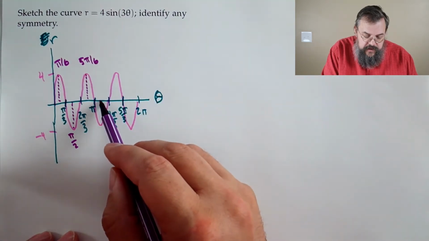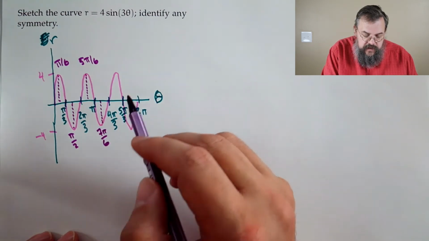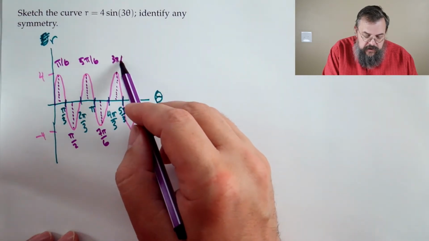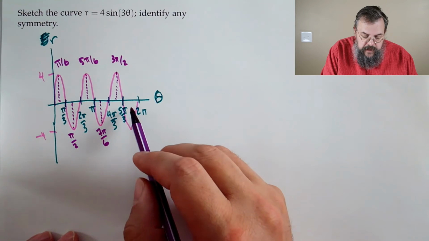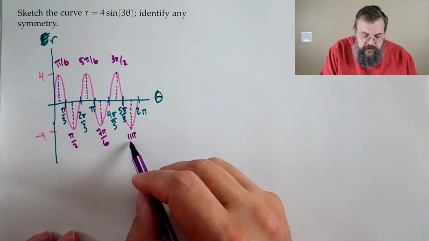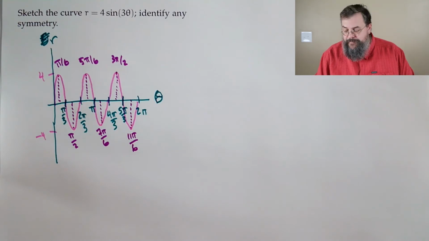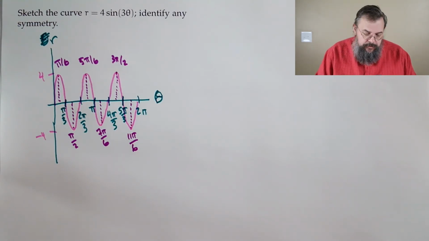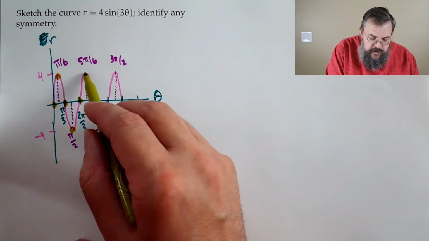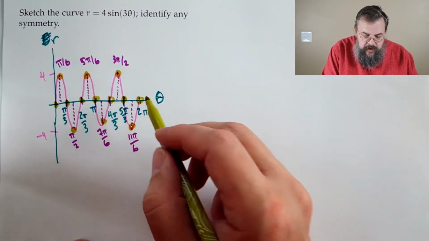Down to here, that would be 7 pi over 6. And over here, that would be 3 pi over 2. And then finally, when we come to here, that would be 11 pi over 6. Okay, wow. So we're going to have a lot of interesting points. So let's make some notes. And there we go.